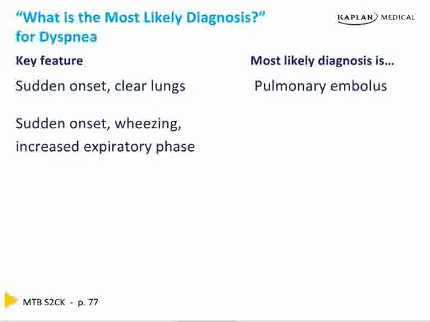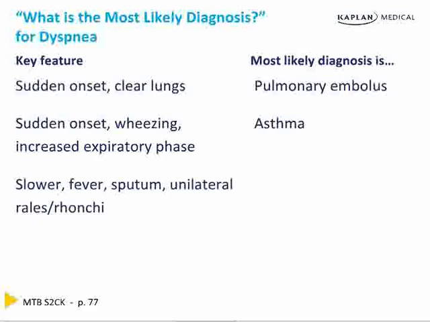What's the most likely diagnosis? It's sudden onset, wheezing, and increased expiratory phase. Most likely diagnosis is asthma. There, that's to make you feel good. Oh, it's slower. Fever, cough, and sputum, and pneumonia.